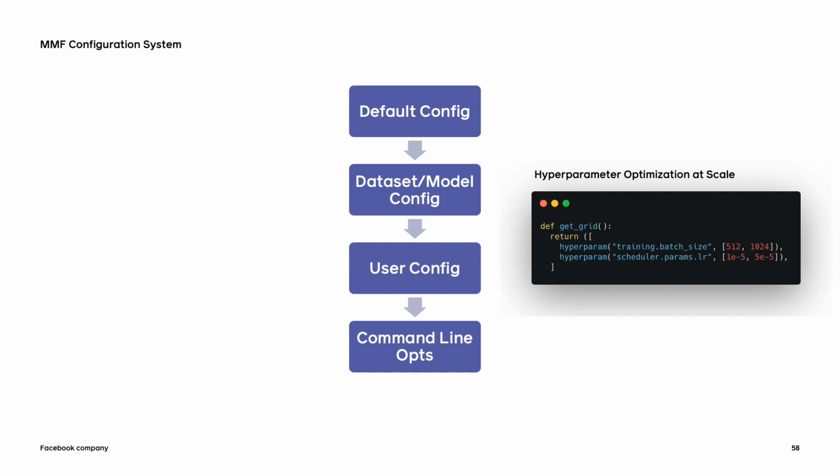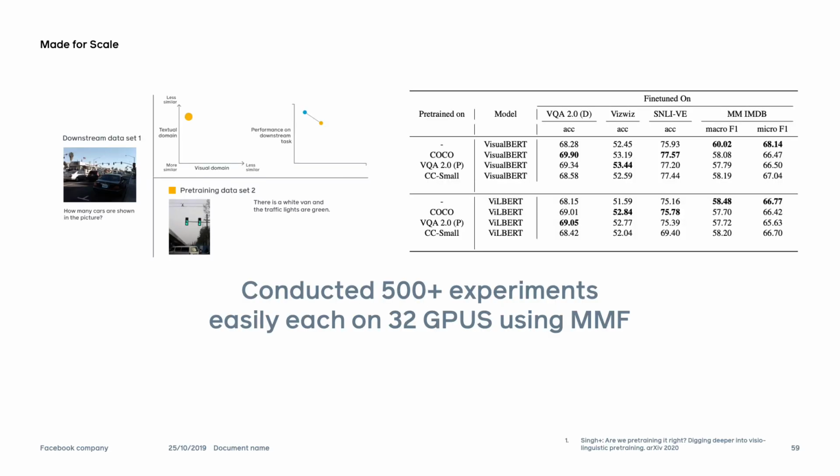For example, you want to do a grid search over batch size and LR. So values of the batch size lie between 512 and 1024, and LR lies between 1e-5 and 5e-5. So it will run a grid search over all four by passing them as a command line argument and overriding whatever it requires. So we have grid search and hyperparameter optimization utilities inside MMF, including visualization utilities that can help you launch and maintain experiments at very large scale. MMF is made for scale.